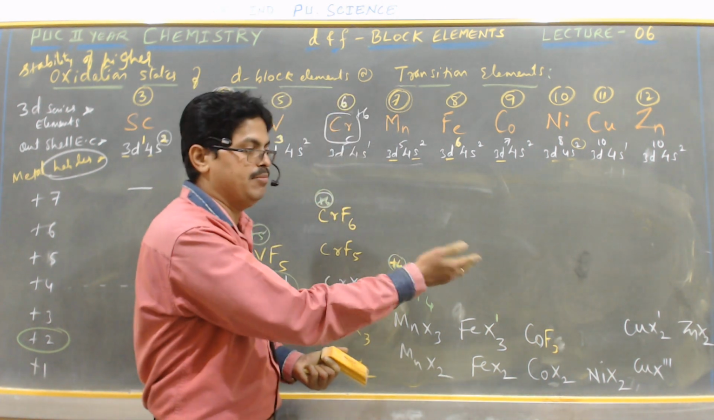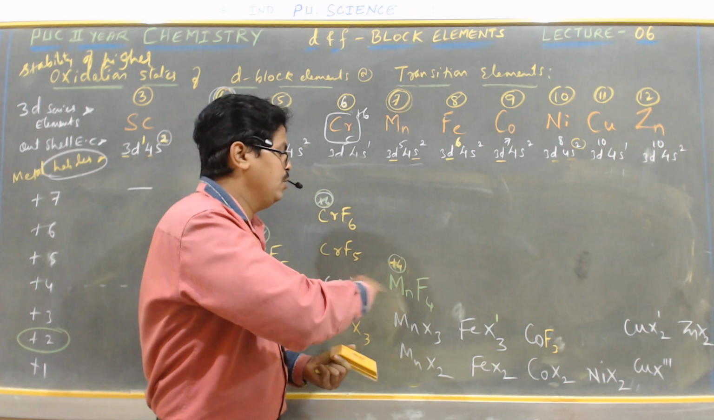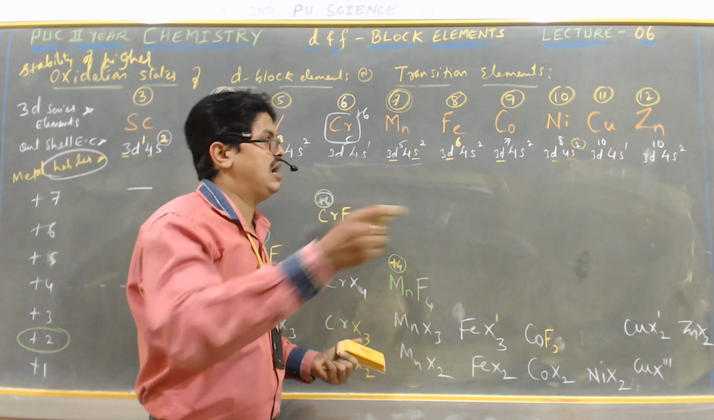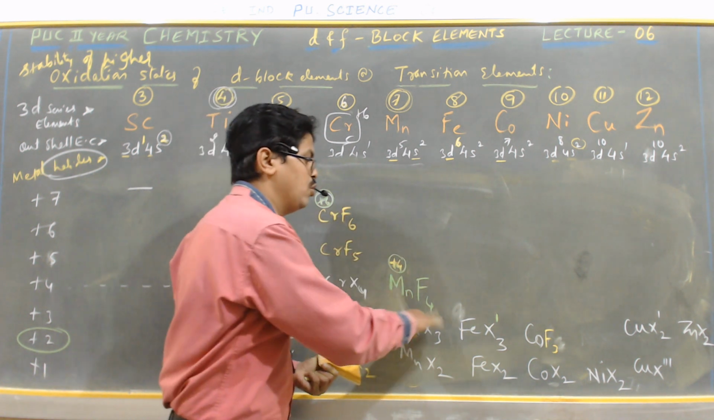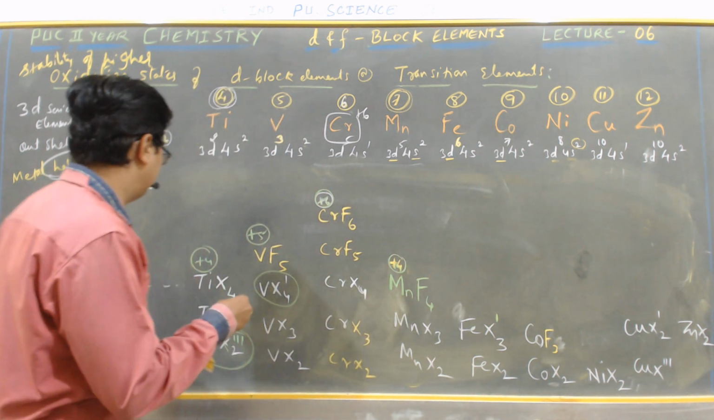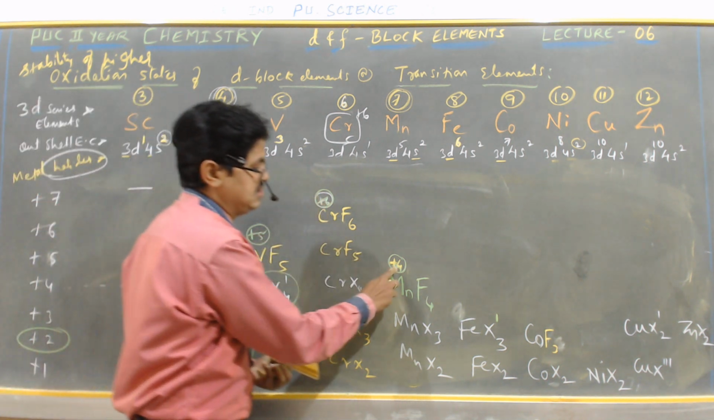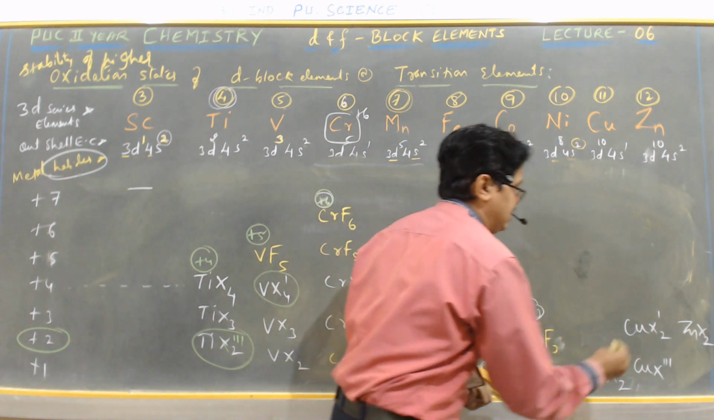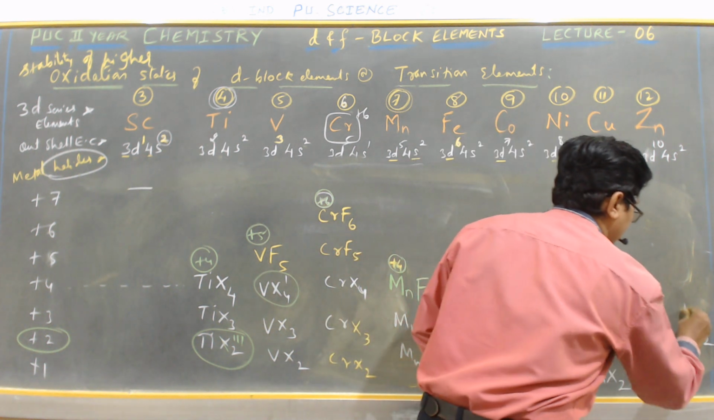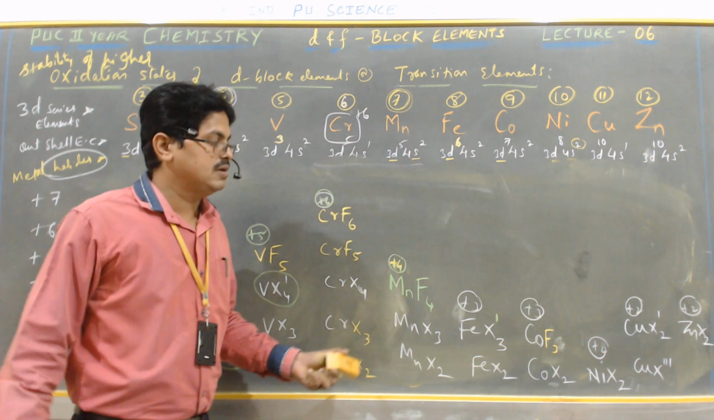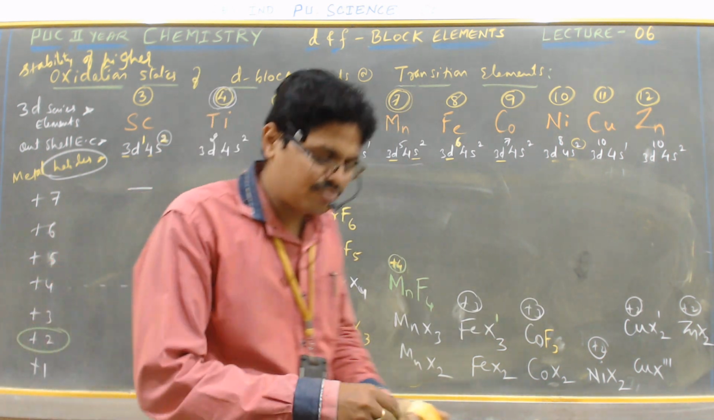Behind the manganese, no stable halides of transition metals are there with more than plus 3 oxidation state. Okay, look at the stability. Plus 4, plus 5, plus 6, again plus 4, plus 3, plus 2, plus 2, plus 2. It goes on decreasing. Getting fine.